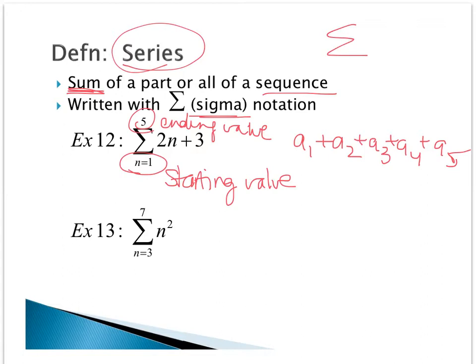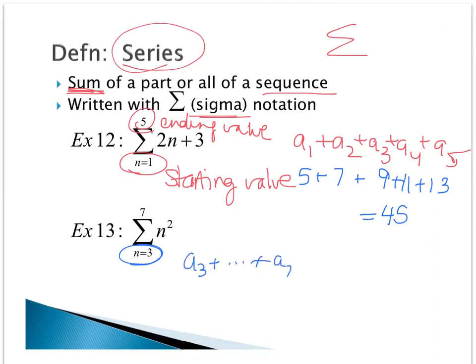For this first problem, if we plug in 1 for n, we get a1 equal to 5. If we plug in 2, we get a2 equal to 7. If we continue in this fashion, we get 9, 11, 13, and when we add all of these values up, we get 45. In example 13, notice that we are not starting at the first term. We are starting at the third term. Therefore, we want a3 and so on to a7. If we add up each of these terms, 9, 16, 25, 36, and 49, we end up getting 135.